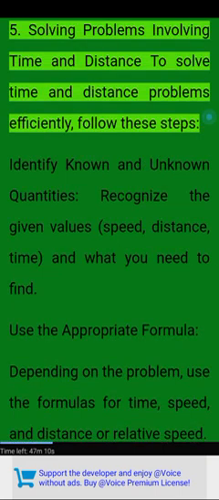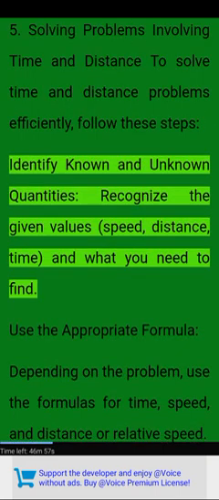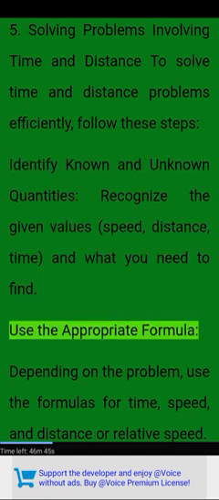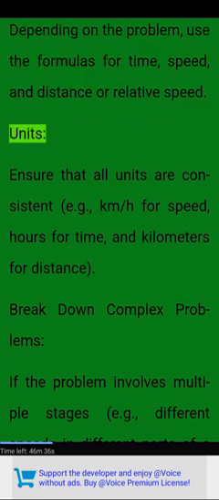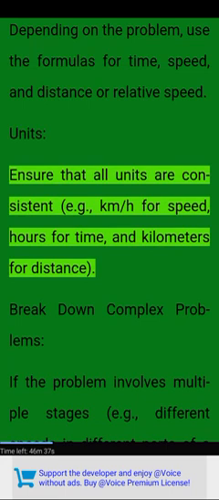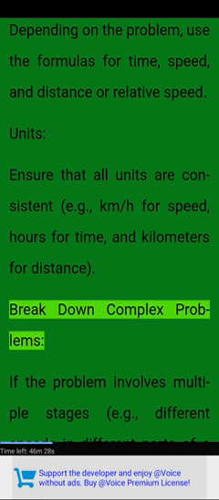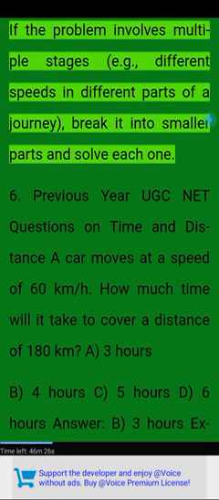5. Solving problems involving time and distance. To solve time and distance problems efficiently, follow these steps. Identify known and unknown quantities. Recognize the given values, speed, distance, time, and what you need to find. Use the appropriate formula. Depending on the problem, use the formulas for time, speed, and distance or relative speed. Units. Ensure that all units are consistent, e.g., kilometer per hour for speed, hours for time, and kilometers for distance. Break down complex problems. If the problem involves multiple stages, e.g., different speeds in different parts of a journey, break it into smaller parts and solve each one.